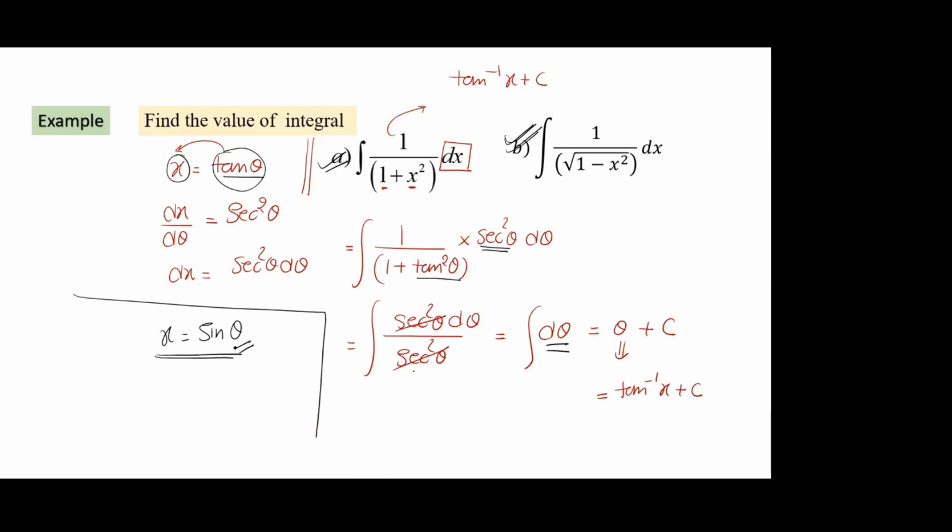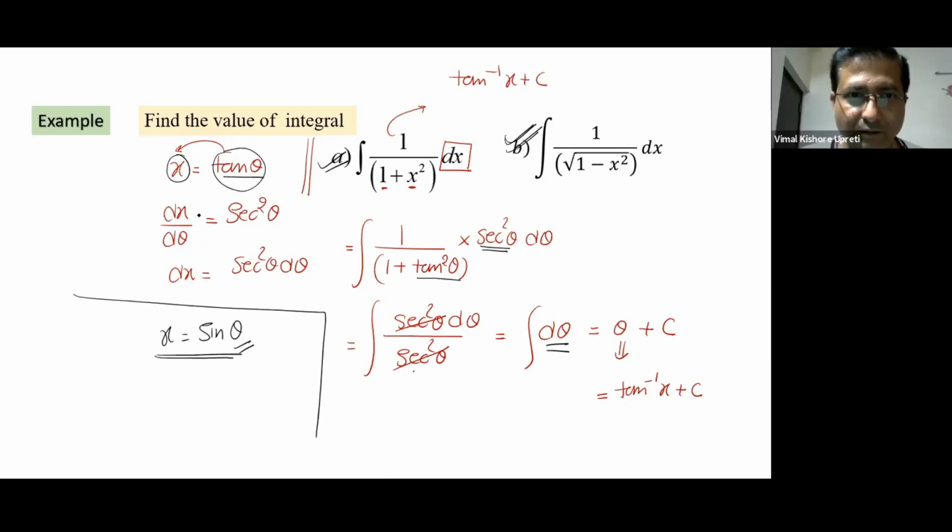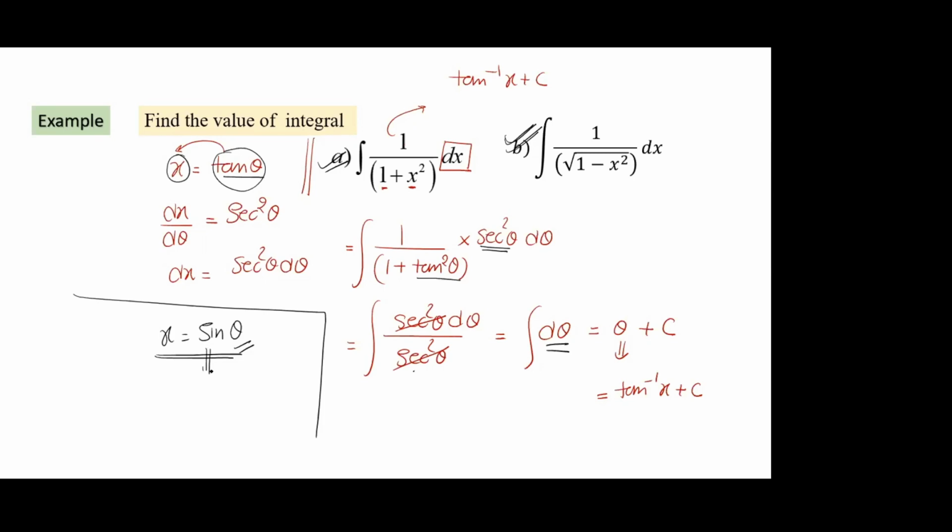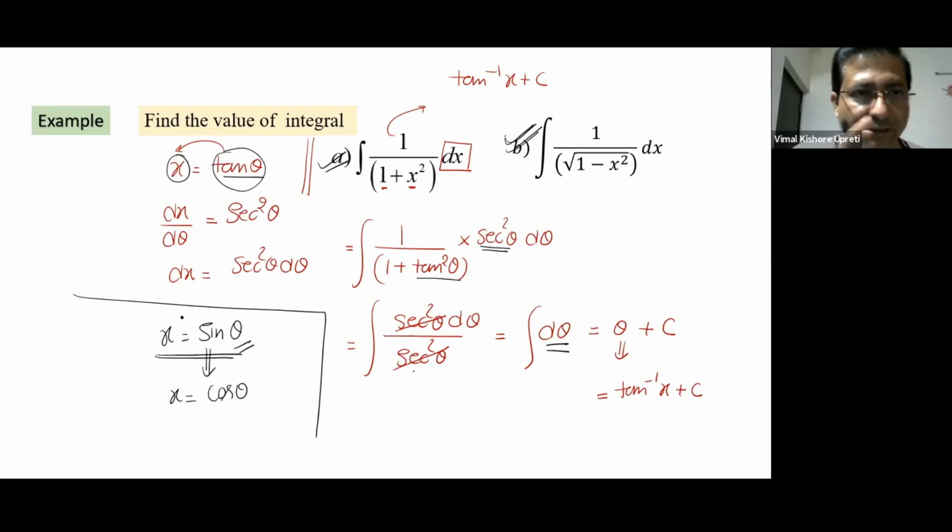Sir, I can take cos theta also, no, sir? Cos theta will work. Either you take that, that's what I'm saying. x is equal to sin theta is not the only substitution to make the function simple. There might be other terms which we can use. But out of that, sin theta and cos theta are the simplest ones. Similarly, in the previous case, x is equal to tan theta is the simplest one.